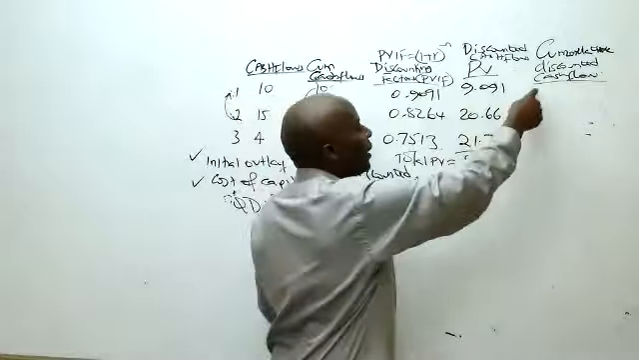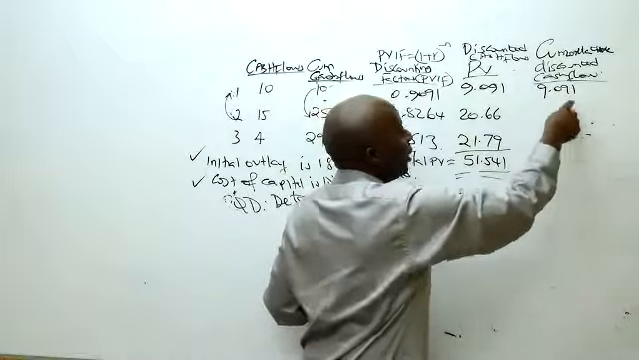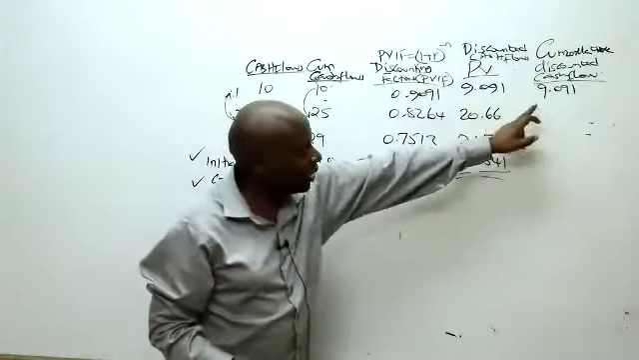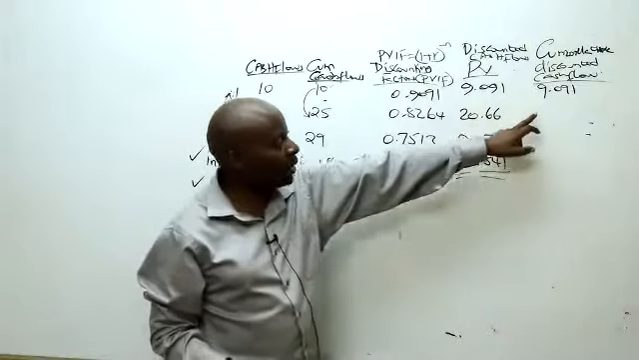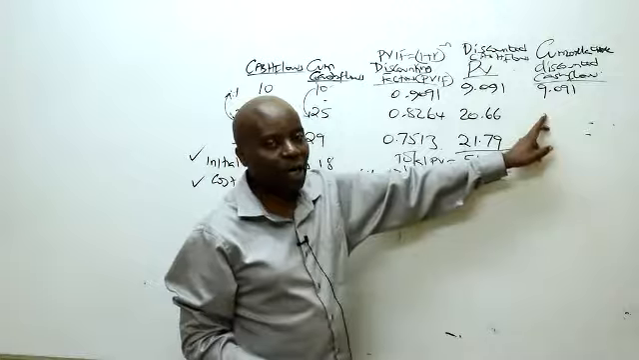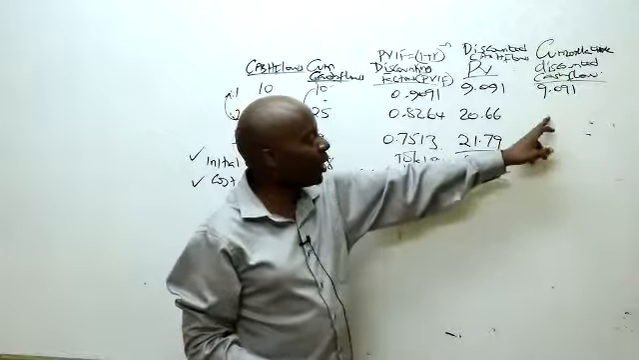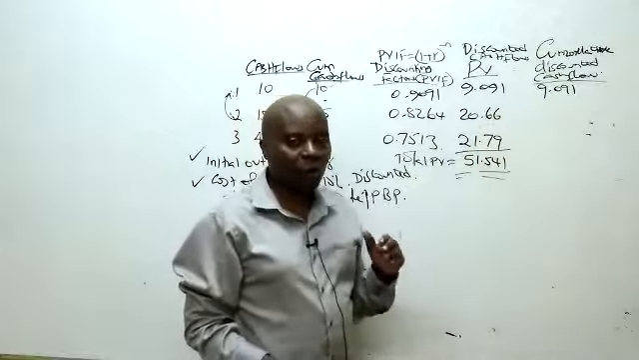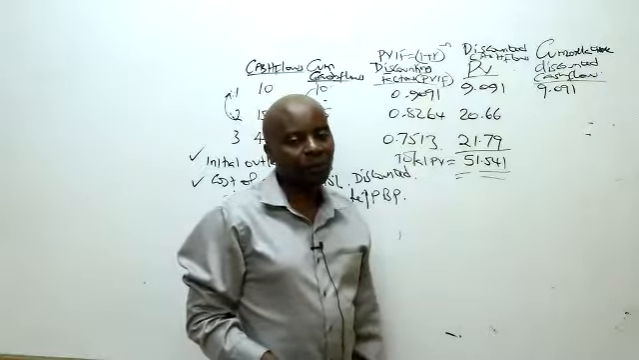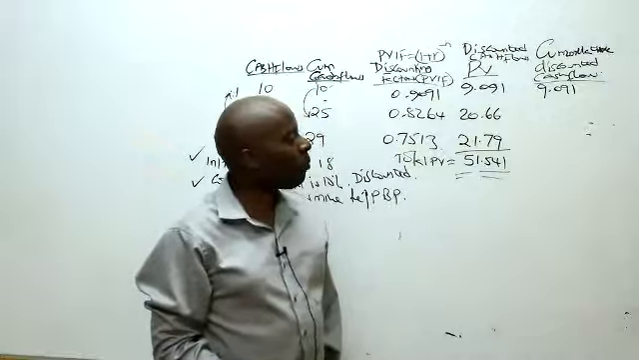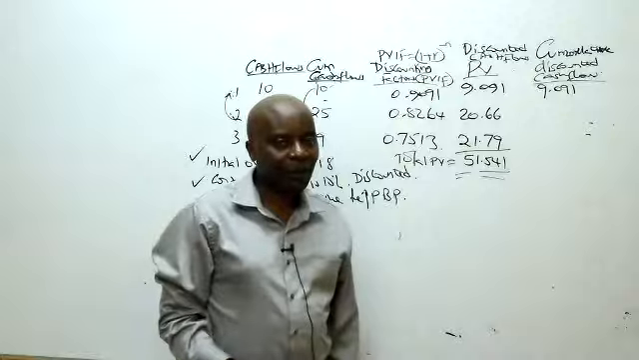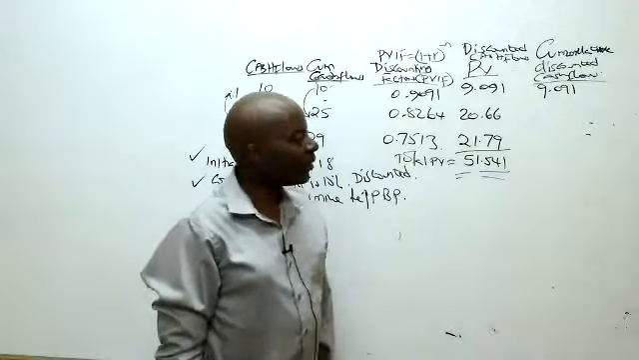So what do we have here? Somebody, 9.091. Come and add the 9.091 to this figure. Somebody add for me and then give me the cumulative cash flow for this. 9.091 plus 20.66. What do we have there? I'm waiting to hear. 29 point.